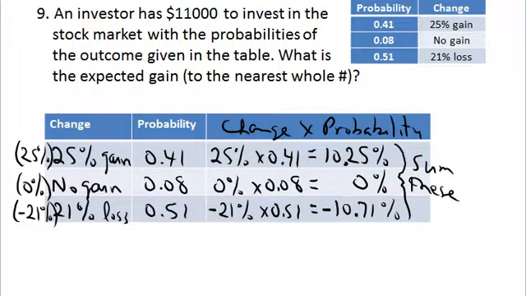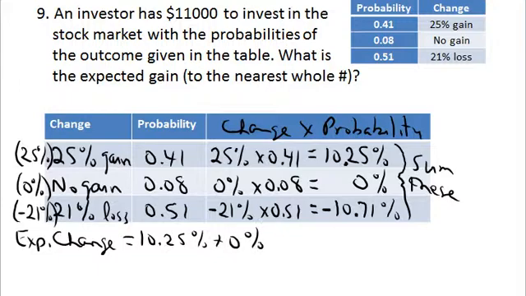And so your expected change is 10.25% plus 0% minus 10.71%. If you do that arithmetic, you end up with negative 0.46%. Since it's negative, that represents a loss.